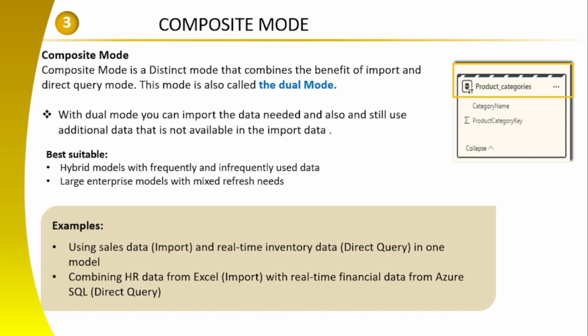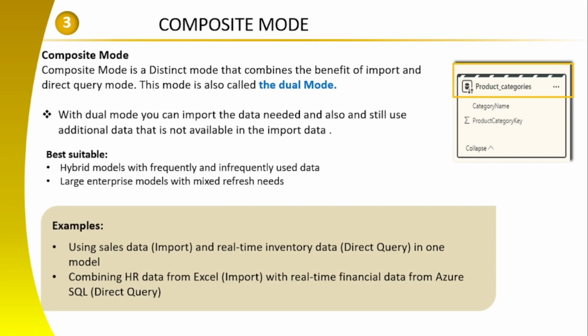It's a distinct mode that combines the benefit of import and direct query mode. Now, this is used in cases whereby you want a table to perform the function of an import mode, and also you still want the table to perform the function of a direct query mode. Now, the composite mode is best suitable for hybrid model with frequent and infrequent use data. Also, it is suitable for large enterprise model with mixed fresh needs.